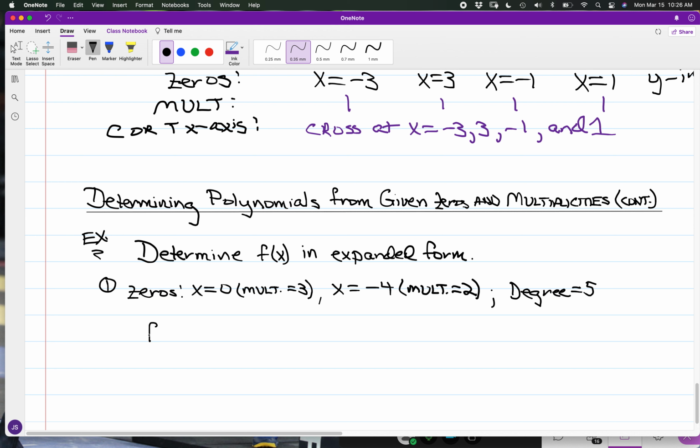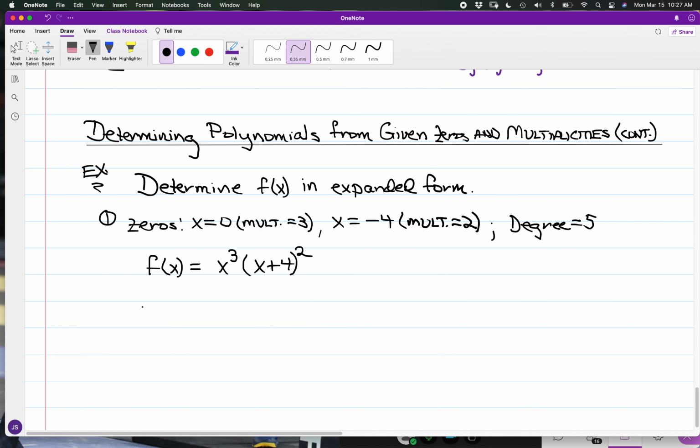Okay, now looking at what we have and starting out. With x equals 0, we say this stems from x. With x equals -4, we can say that this will stem from x plus 4. Now, including the multiplicities, with the multiplicity of 3 for 0, the factor will be not just x, but x to the 3rd. And since -4 has a multiplicity of 2, the corresponding factor x plus 4 is going to be raised to the 2nd.